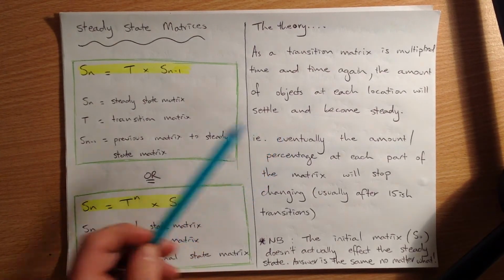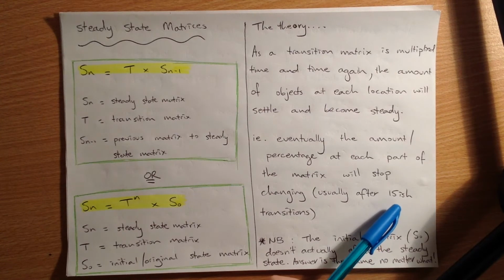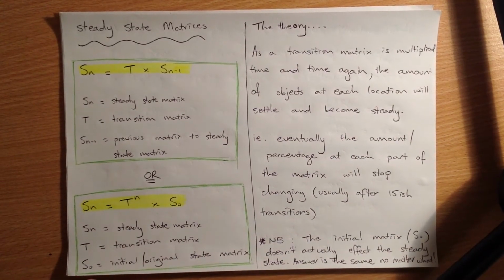So another way to say that is eventually the amount or percentage at each part of the matrix will stop changing, and that usually happens after that transition happens about 15 times. To be safe in our calculator, because we can put any number in our calculator, we'll do it quite quickly. I like to say 150 instead of 15, and that'll really lock down and make sure it's 100% steady, but it's usually accurate to a couple of decimal places, which is enough, after about 15 transitions.